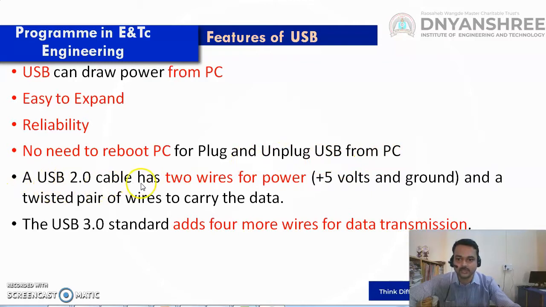The USB 2.0 cable has 2 wires, one for power +5 and another for ground, and a twisted pair of wires for carrying the data. So 2 wires are for data, one wire is for VCC, and another is for ground. It works in half duplex mode, because we can send data in one direction at a time. USB 3.0 has 4 wires for data transmission, between host to USB and USB to host.